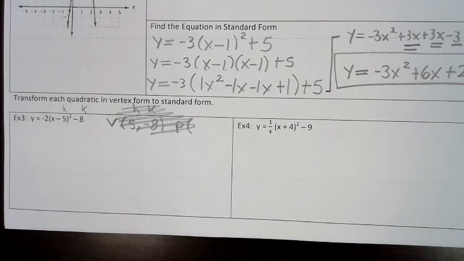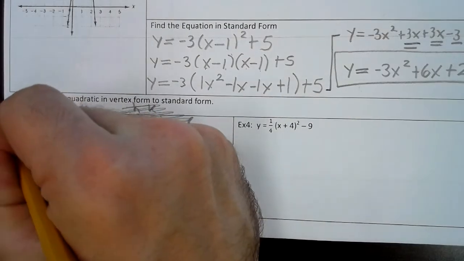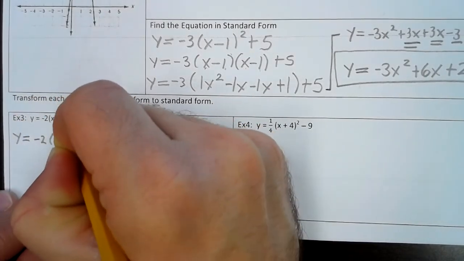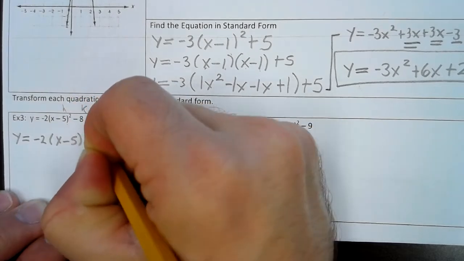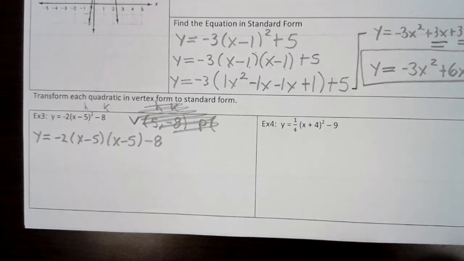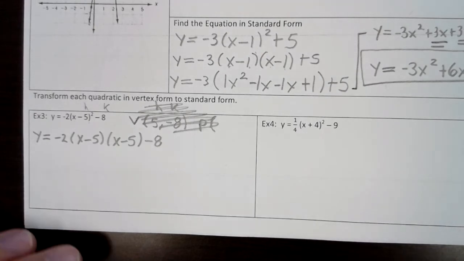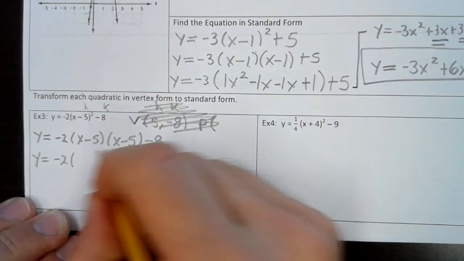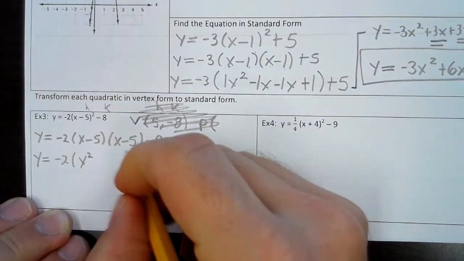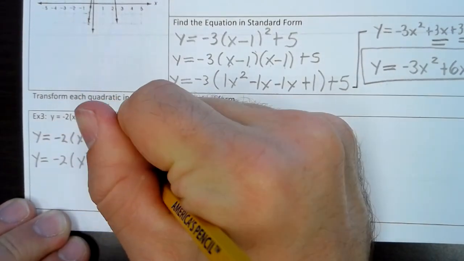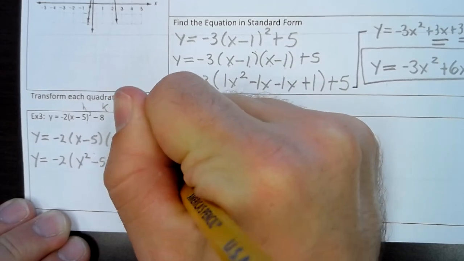We're jumping right into step 6. Simplify x minus 8 squared. So that's y equals negative 2 (x minus 5)(x minus 5) minus 8. Okay? So then that's y equals negative 2. X times x is x squared. X times negative 5 is negative 5x. Negative 5x plus 25 minus 8.